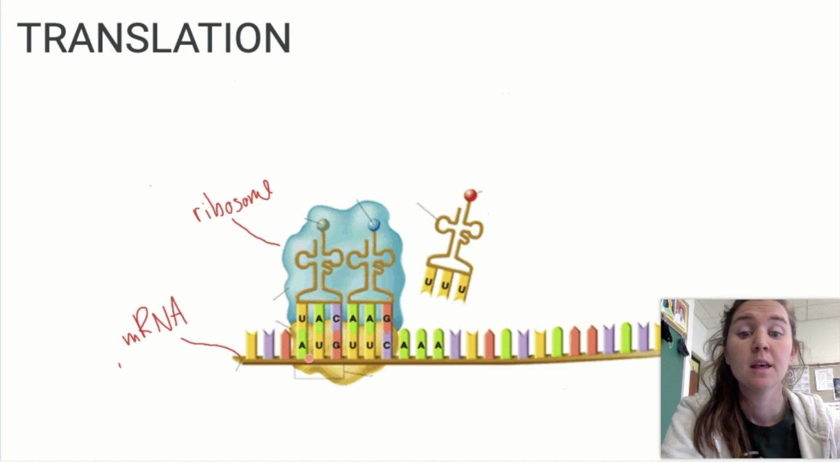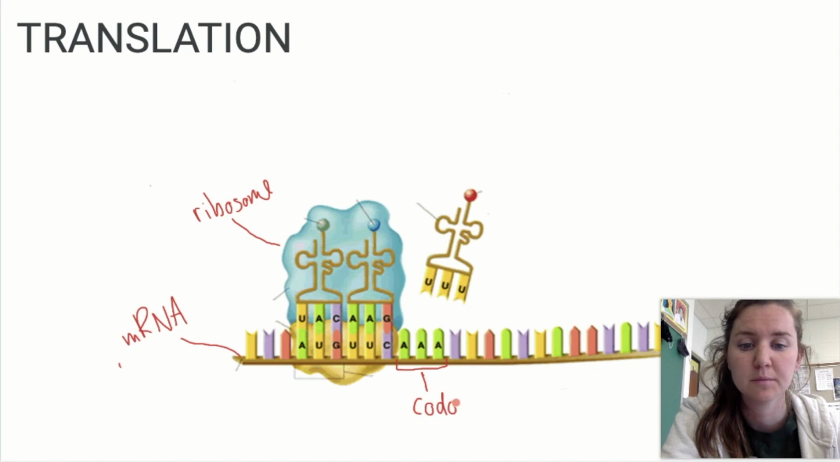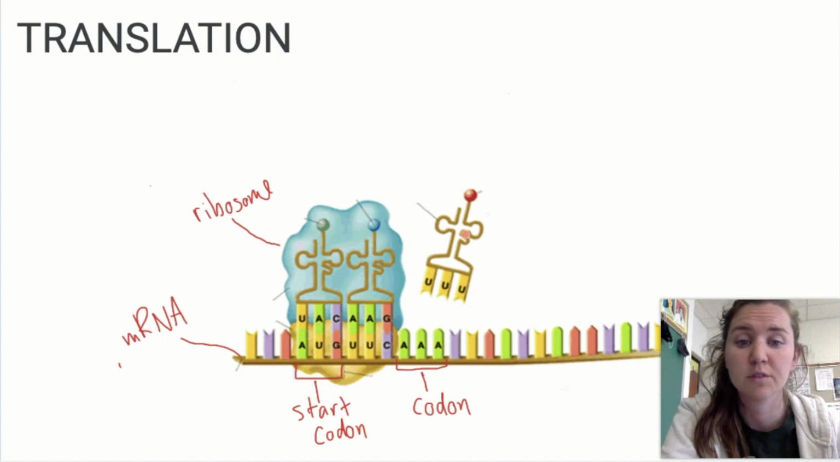Well, the mRNA is read 3 bases at a time by the ribosome. Every 3 bases is what's called a codon. Now the first codon on mRNA is always AUG. That's called the start codon. And that tells the ribosome, here's where you should start making a protein. Okay?